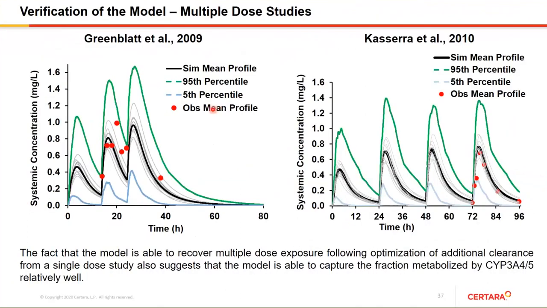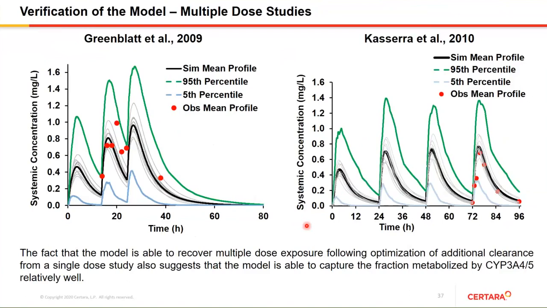So just to show you, we developed our model and fitted it from a single dose study, and prediction of a multiple dose study for a compound like ritonavir, which is a mechanism-based inhibitor, is not trivial. So prediction from single dose to multiple dose is not a trivial task. And when we applied the same model to predict two different studies, Greenblatt et al. and Kasserra et al., we were very surprised that we were actually able to explain the multiple dose data. So this gave us confidence that with this optimization of additional clearance, the fraction metabolized by CYP3A4 is relatively well captured.